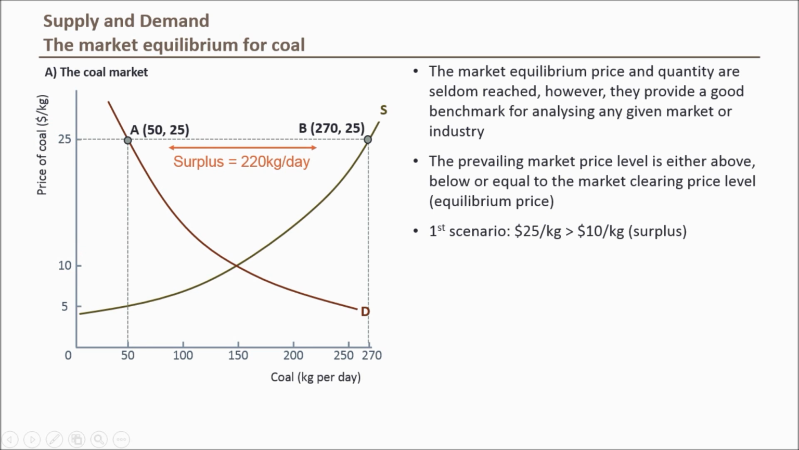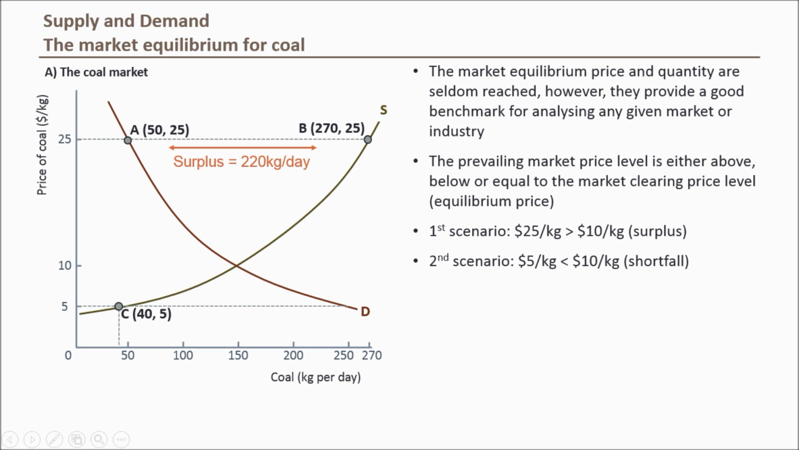the result. Let's now assume that the market price of coal is $5 per kilogram. At this price level, which is relatively low, producers of coal will only be willing to supply 40 kilograms per day, as indicated by point C. Because the selling price is so low, the mining firms will struggle to earn a profit from every kilogram they sell, so they only supply as much as they can, probably with very little labor.